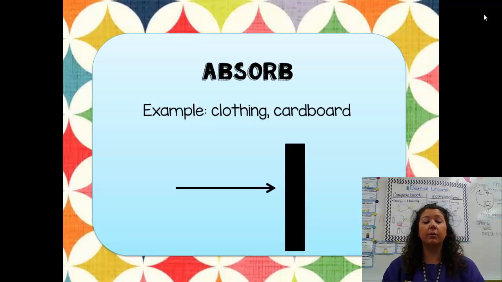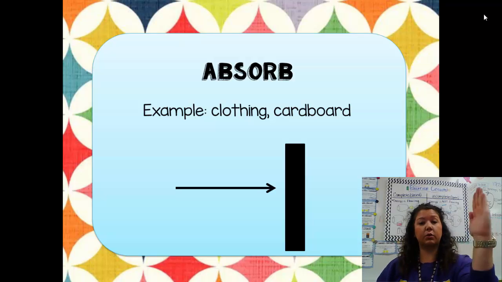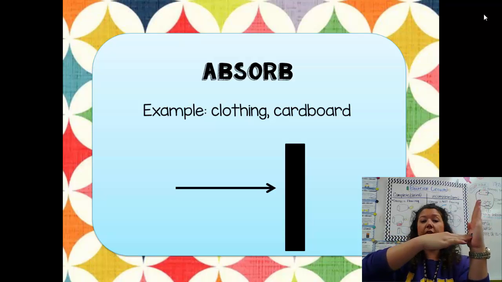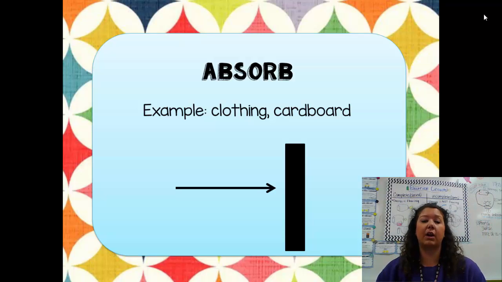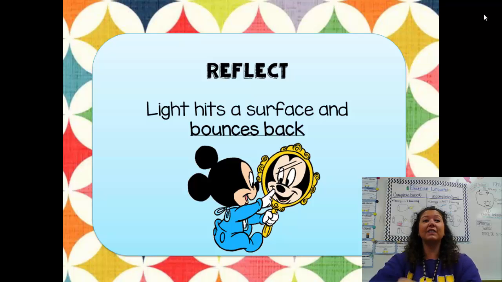Okay, so far we have talked about transmit, where it goes through in a straight line. We have now just talked about absorb, where it hits the object and is taken in. It does not pass through when it is absorbed. Our next word is reflect. This is one that we are really, really familiar with. It's just like looking in the mirror.